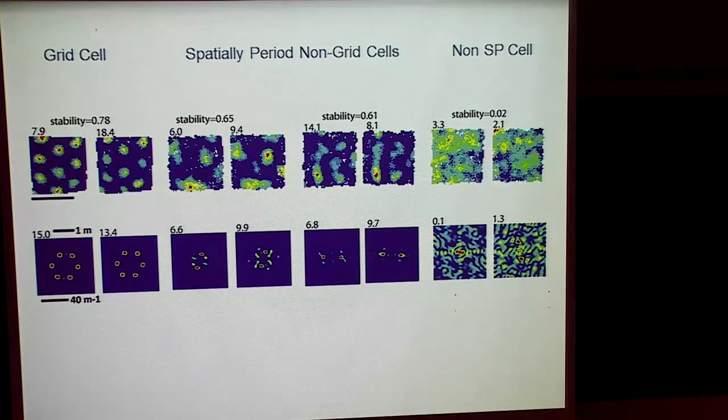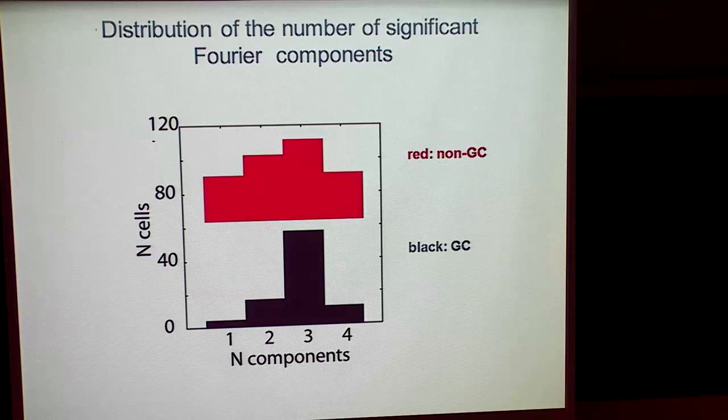Do you know the fraction of these three? Yeah, I'll show you at least some analysis of it. So if you look at the grid cells and you ask how many components they have, then most of them, as you'd expect, have three components. There are a few that sneak in here with either two or four. But these other ones show a much wider distribution of components. Some of them have three components, but some of them have only one, and some have two, and some have four.